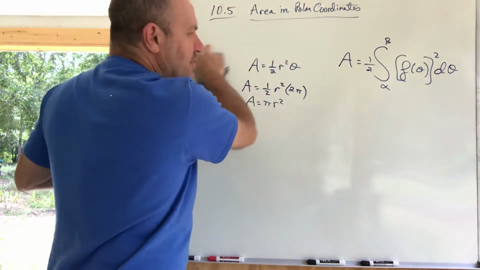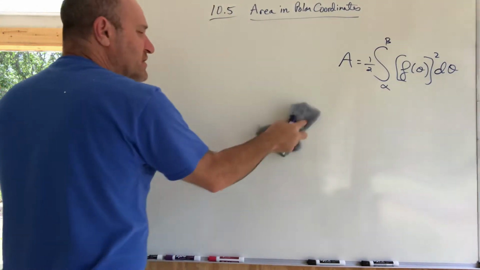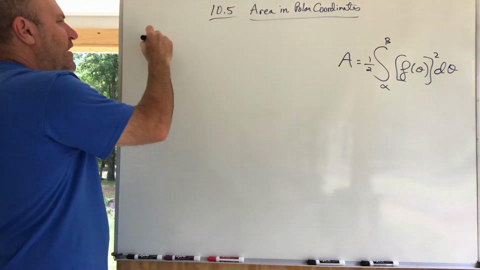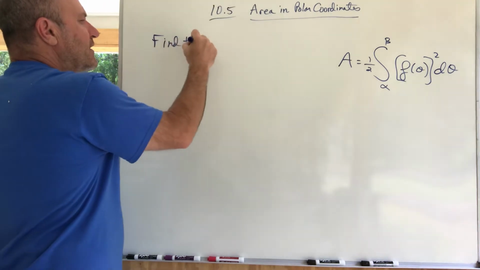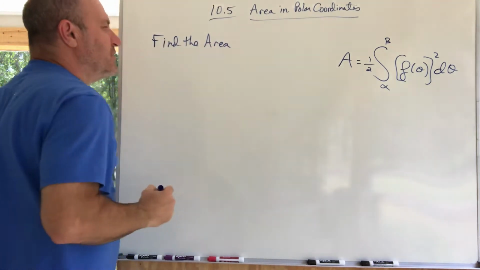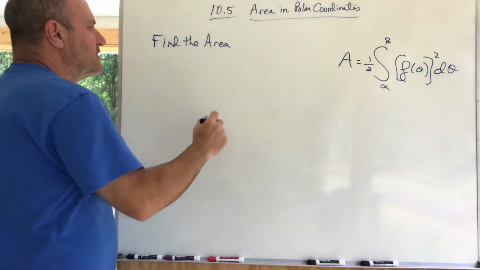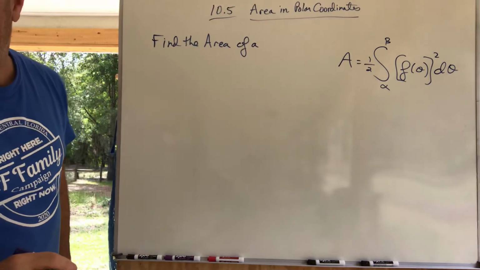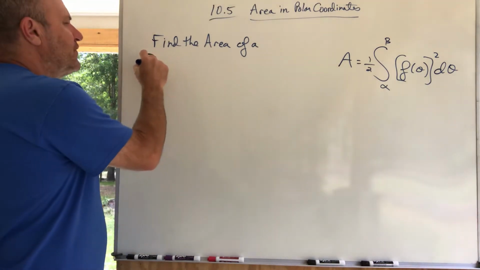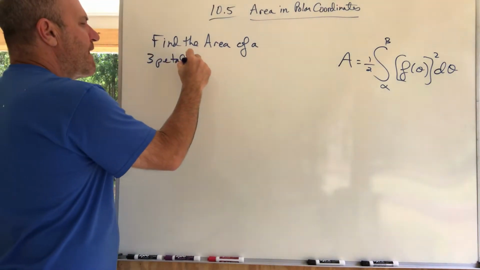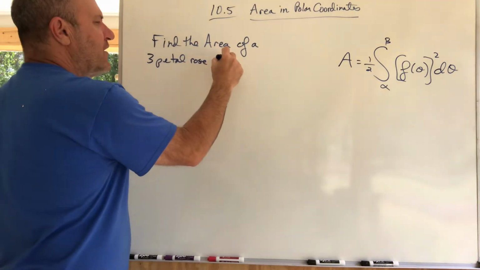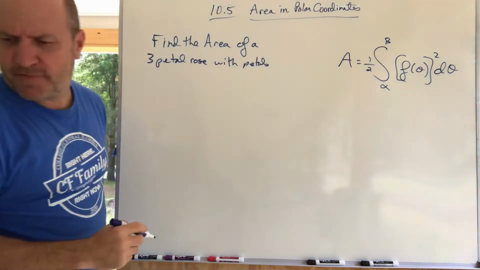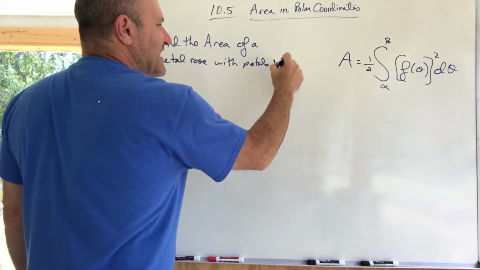There's all kinds of good problems where they have little twists and turns. So here's one I like to do. I make up this one, and then I give you an assignment with similar problems. Probably the homework's got a lot of good ones. This says find the area of a 3-petaled rose with petals of length 4.